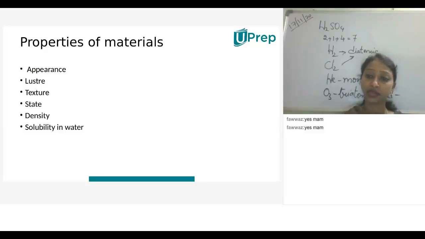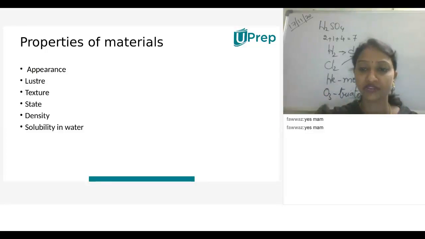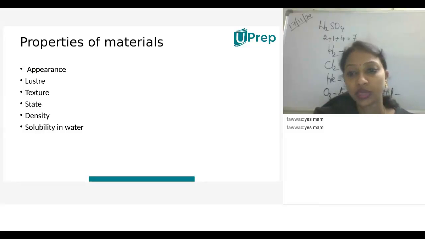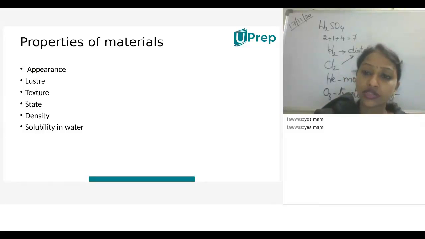Based on some chemical and physical properties, elements are arranged in different rows and columns, these groups and periods. Okay, this you are going to learn in your higher classes.